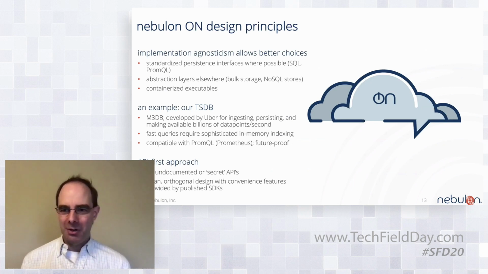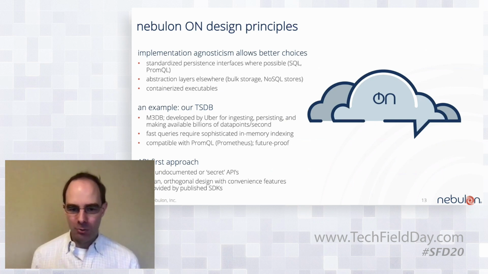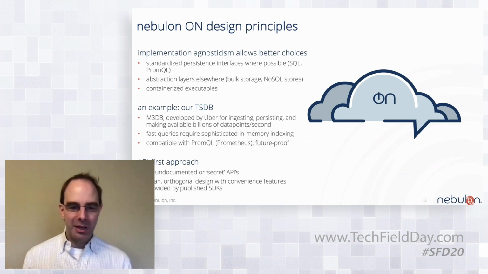Where there was no standard, we built our own abstraction layers. We did this for bulk storage, and we did this for our NoSQL stores in order to be able to switch, again, between vendors and between technologies as they change over time. On the executable front, we did commit to containers, which seems like a good bet. Right now we're using Kubernetes as an orchestration framework, but if in 3 or 4 years something else is different, we can switch to that easily enough.